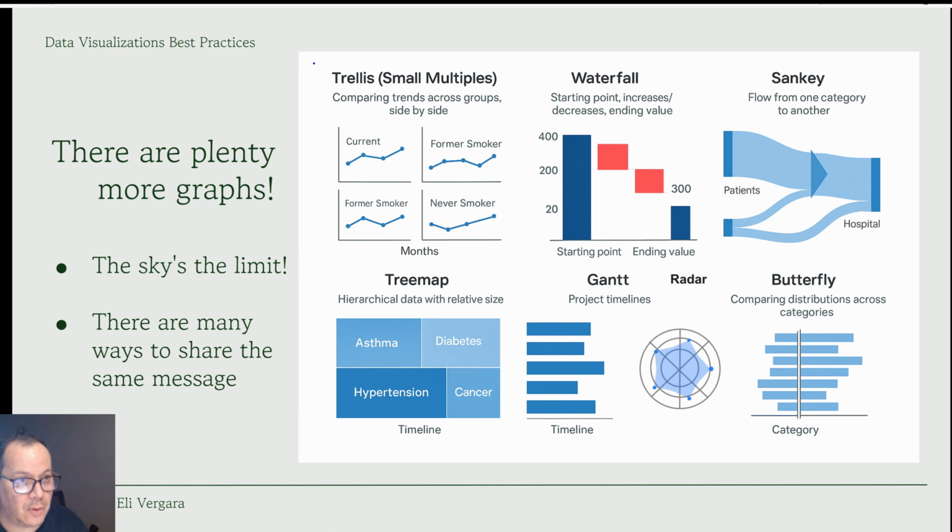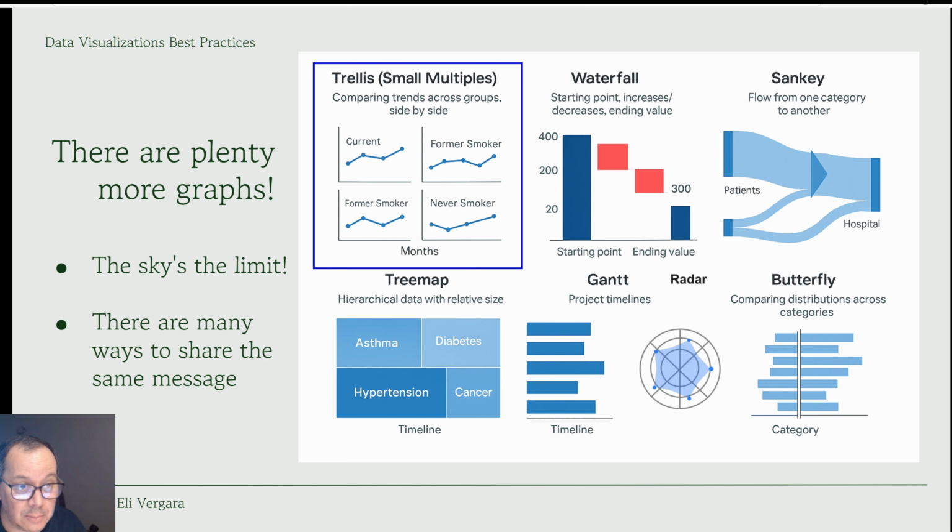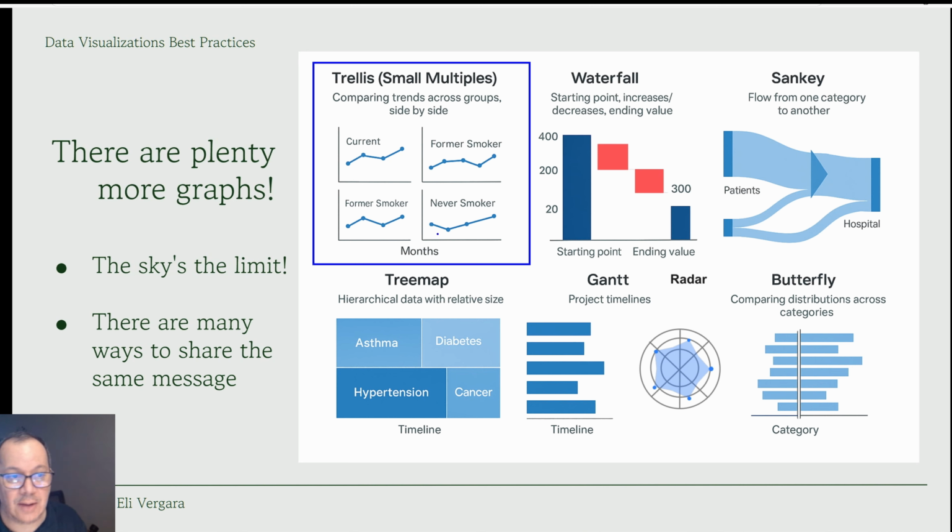Now, this is a wonderful graph, but of course, there are plenty more graphs to choose from. As we mentioned before, we have the trellis chart or small multiples, and this graph allows us to place simpler, easier to digest graphs in a matrix where we have different graphs representing different categories and different values. What this allows us to do is to break our graphs into simpler, easier to understand segments.